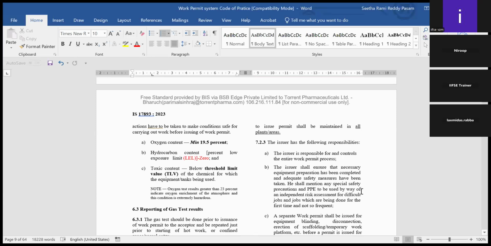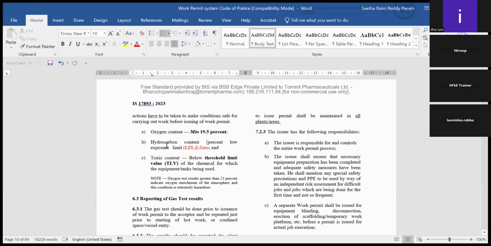We have to do LEL. So these are the levels they have mentioned. Oxygen minimum 19.5%. It should be there if you are entering any confined space. Hydrocarbon content LEL should be 0. Then toxic content below threshold limit.